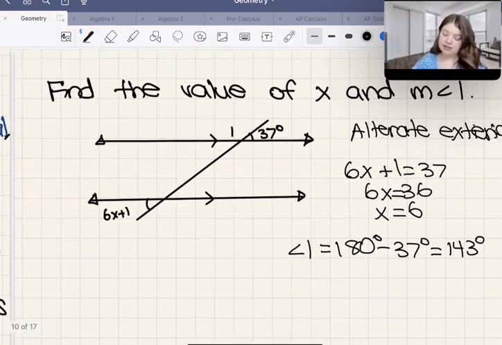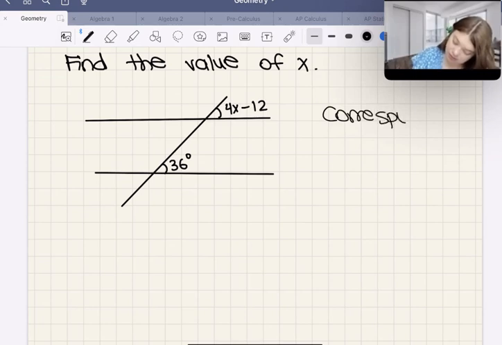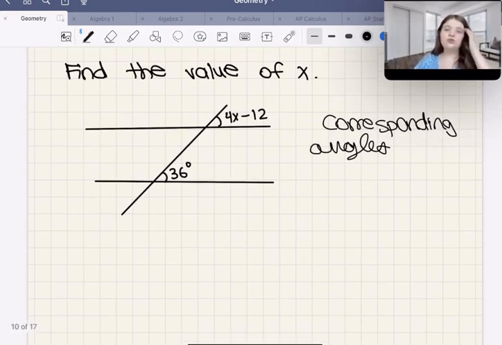All right, let's try another example. It says, find the value of x. So this time, the angles are corresponding angles. But notice how there's no indication that these lines are parallel. There's nothing on the diagram, and there's also no wording in this question that indicates that these lines or line segments are parallel. And so therefore, this is not possible to solve.